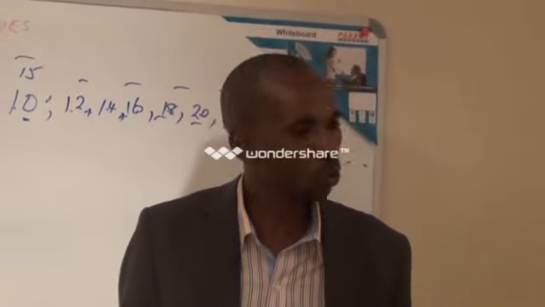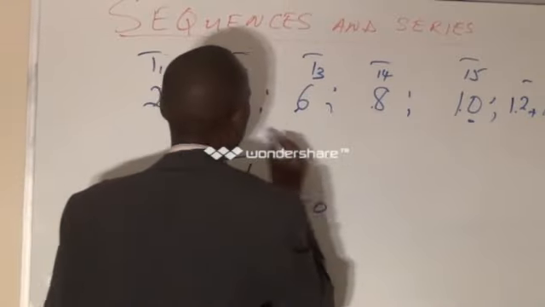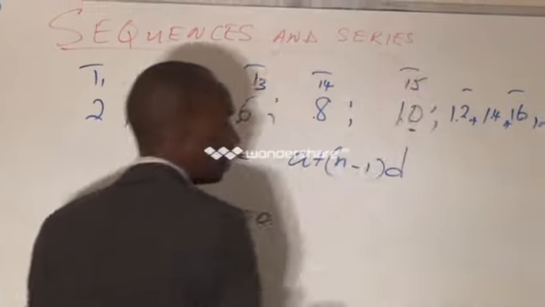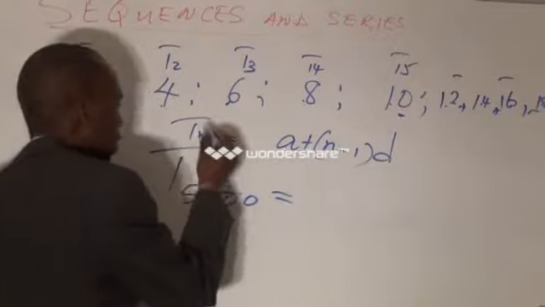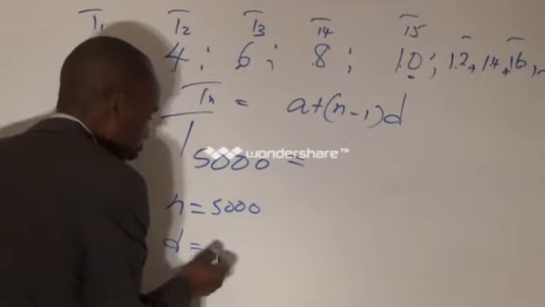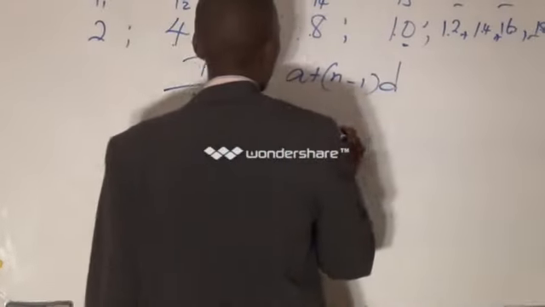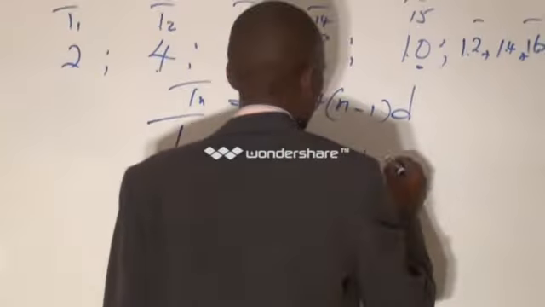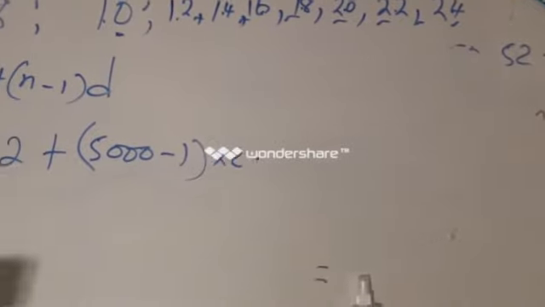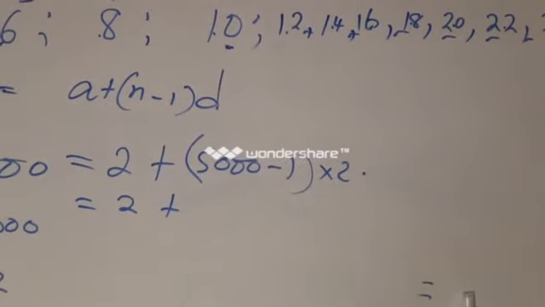But what about you? In 2 minutes, you've actually got this thing. T5000, what does that mean? We know that Tn, in this case, is A plus (n minus 1) D. So obviously, if I want T5000, what does that mean? n equal to 5,000. But we know that D is equal to 2. A is equal to 2. So T5000 will be equal to A, which is 2, plus (5,000 minus 1) times D. This will be equal to 2 plus, what is 5,000 minus 1? 4,999.